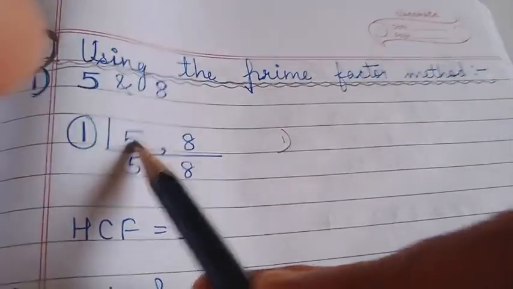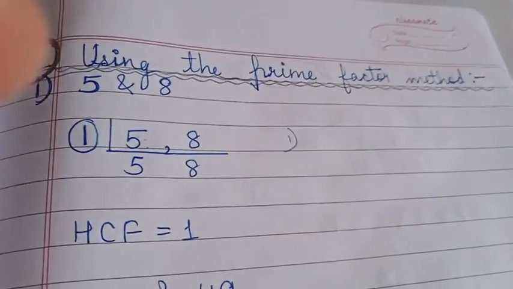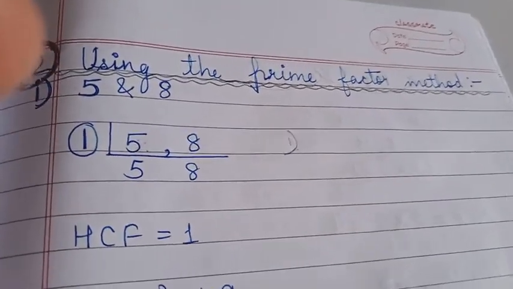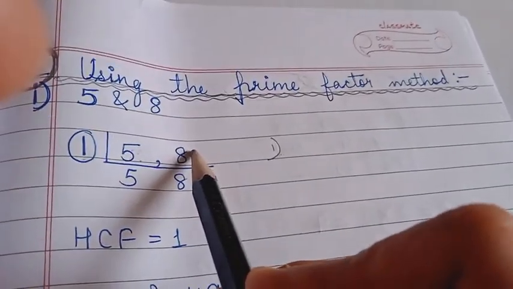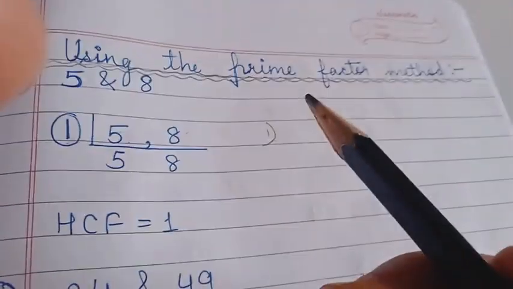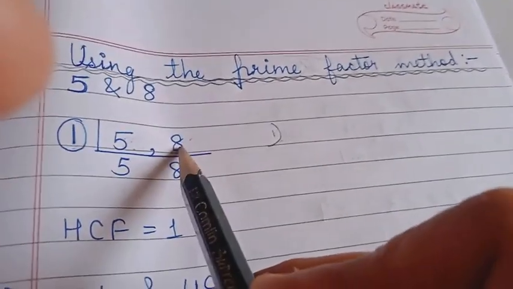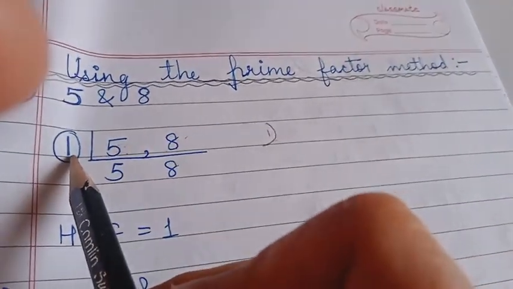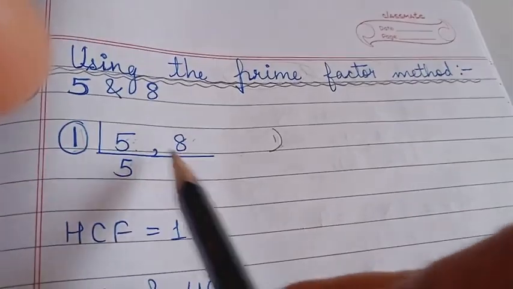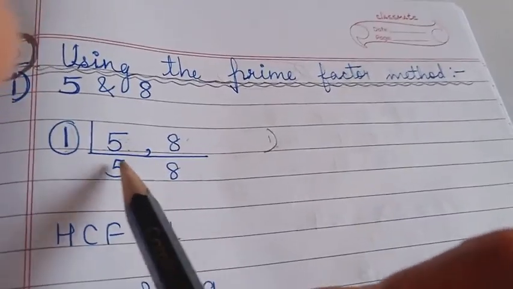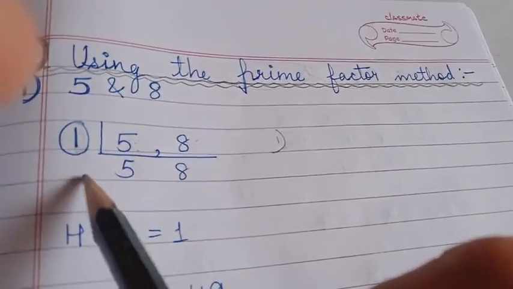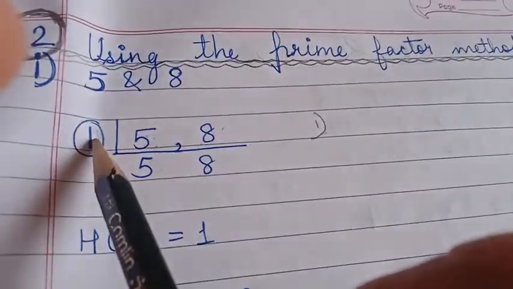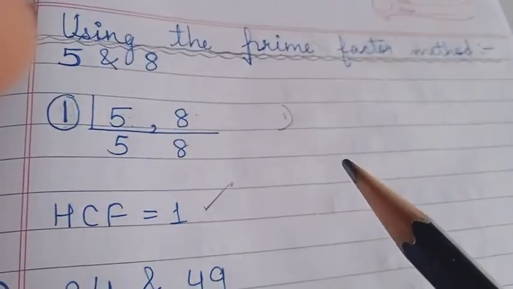So the answer is, 5 and 8 do not come in any other table except 1. Okay, so write here 1. So 5 and 8 only come in one table, or in other words, 5 and 8 are divisible by only 1. Okay, so 1 5s are 5, 1 8s are 8. Here we have to stop, because if I keep on dividing, I'll get 1, 1, 1, 1. So now only 1 is left, so I say the HCF is 1 only.